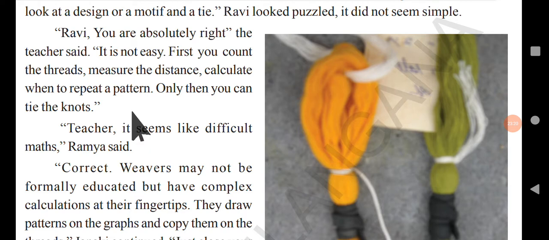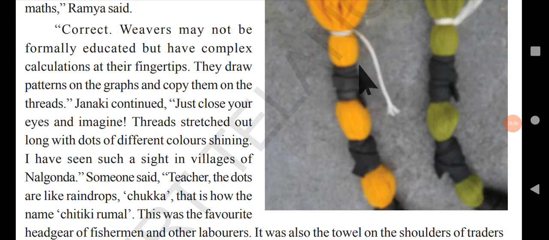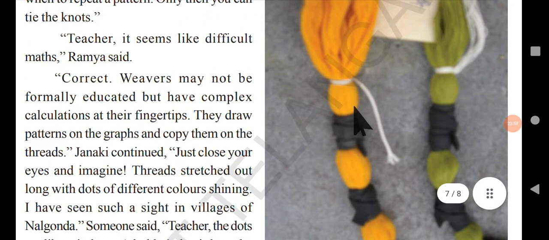Okay, so this is a proper calculation where the teacher says it's not so easy to tie them. First, you have to count the threads. After that, you measure the distance of the threads. Later, you calculate to repeat the pattern. For example, if you are tying this rubber here in this place, you measure the distance, again tie in the same distance. Okay, as you can see, this is the small tie here, this is a small design here, there is some space when they tied. So this is a little bigger one. They make designs by using these plastic sheets and rubber sheets.